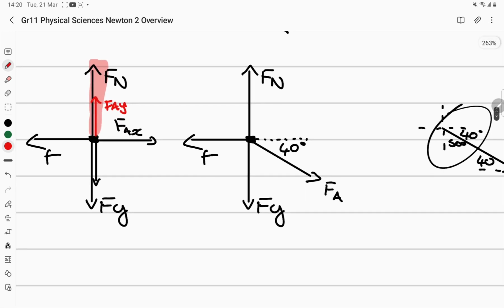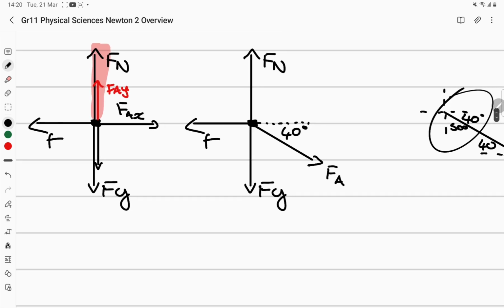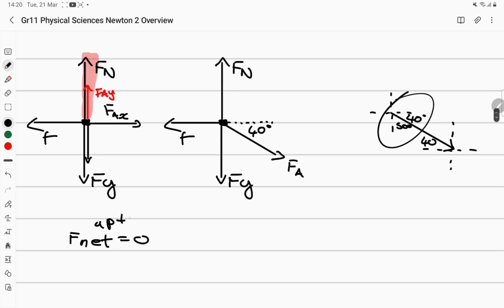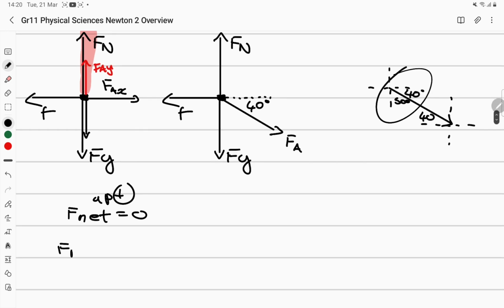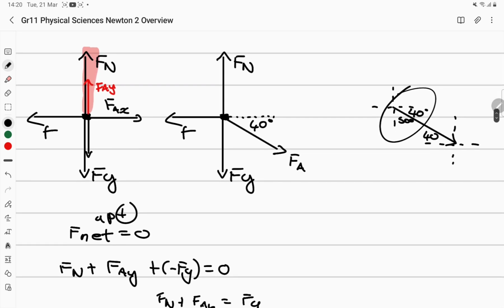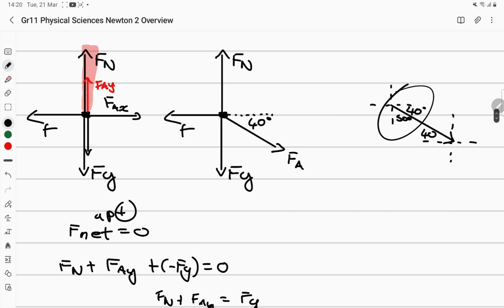Guys, change it over here quickly. So what if that Fay was up there? So yeah, just don't overthink it. Just use your F net is MA, which will be 0 in this case. And we can break it up, going up positive. So we then have Fn plus Fay plus a minus Fg, and that will be 0. So now you'll see that there's a slight difference. Now, which one will be larger in this case, the Fn or the Fg?